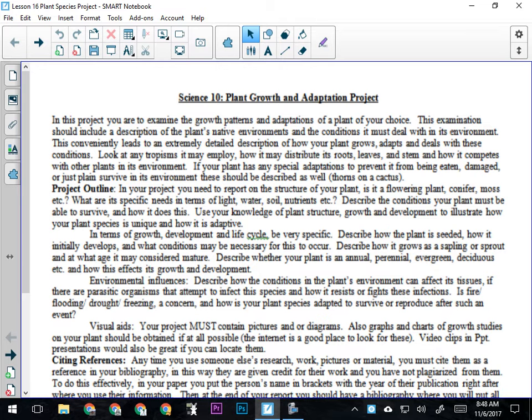And so the conditions it must deal with in its environment lead to a detailed description of how your plant grows, adapts, and deals with those conditions. What kind of things does it have to face? How does it face those? Look at any tropisms it may employ. What type of root system does it have, fibrous or tap? What do its leaves look like? Are its leaves adapted to those certain conditions? Like on a cactus, they become thorns. How is its stem distributed? How does it compete with other plants in its environment? Some plants secrete toxic compounds into the soil.